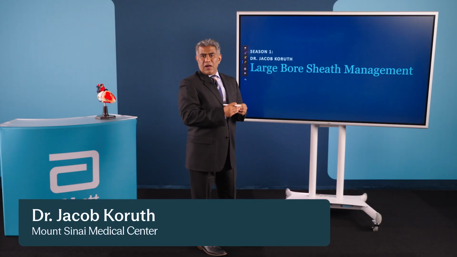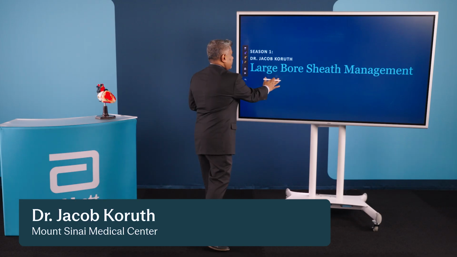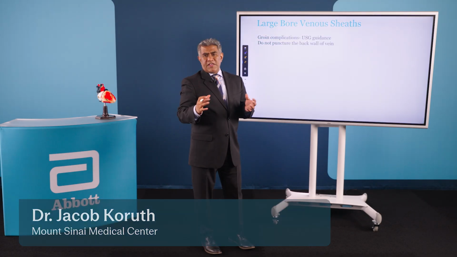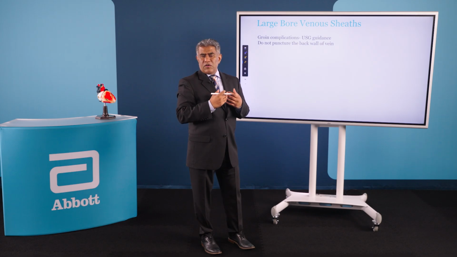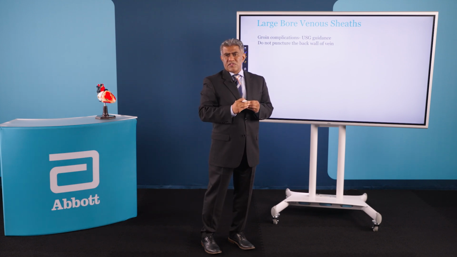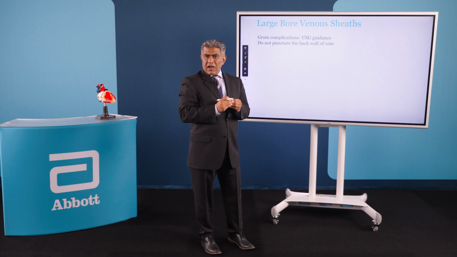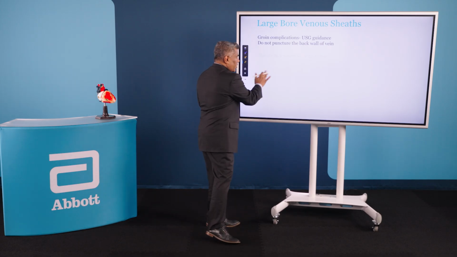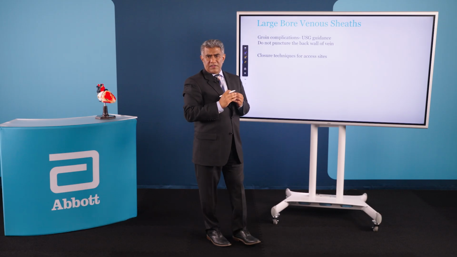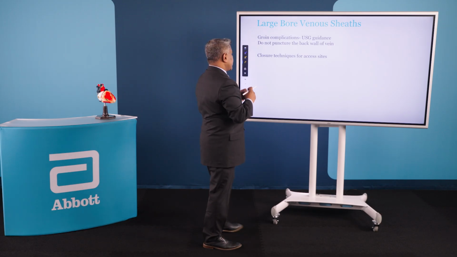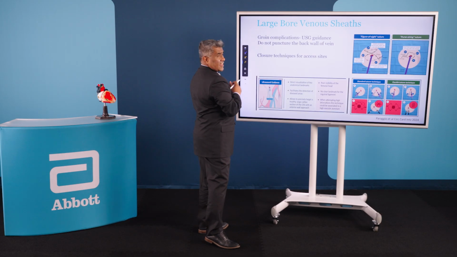We're now going to talk about large bore venous sheath management. In the world of PFA, it's become very common that we are now routinely using large bore venous sheaths. Access for large bore venous sheaths is critical because we want to reduce the risk of complications to our patients. And it's widely agreed upon that ultrasound guidance is in fact the best way to get venous access. While using ultrasound guidance, it is important not to puncture the back wall of the vein. It's equally important for us to understand closure techniques for access sites.